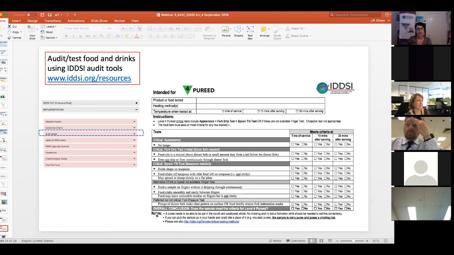I have got a note down the bottom here that the puree needs to be able to be put in the mouth and swallowed whole. No chewing and no bolus formation skills should be needed to eat this consistency. If you can pick the sample up in your hands and could bite a piece of it, so if it's a moulded puree that you can bite a piece of, it's not in fact a puree, it's a soft solid, and it poses a choking risk for people who do in fact need a puree.